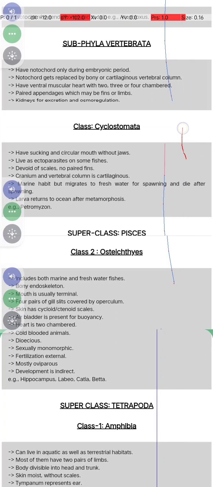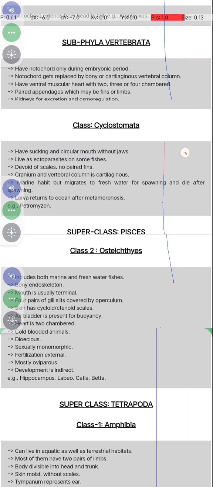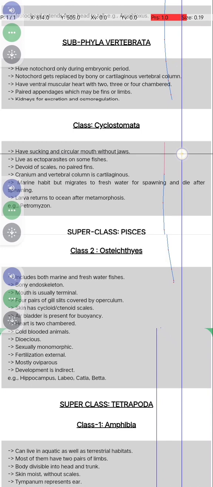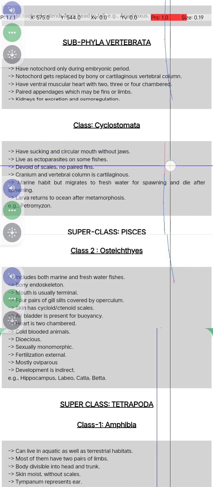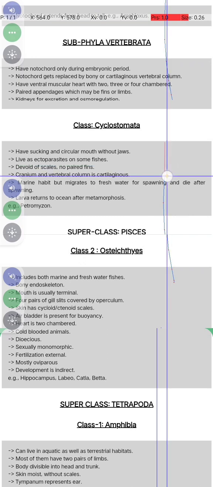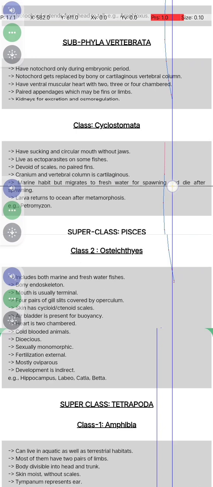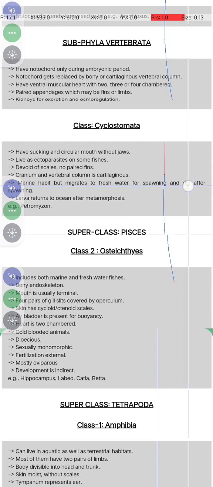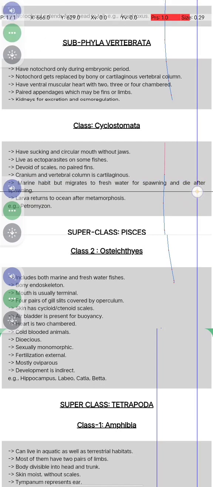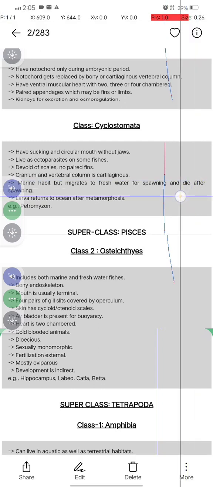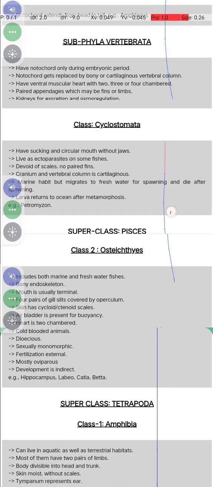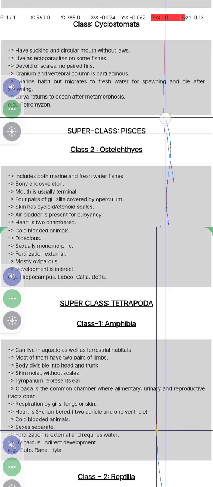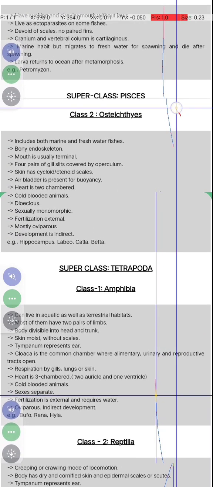Class Cyclostomata: having sucking and circular mouth without jaw and live as ectoparasite on some fishes, devoid of scale and no paired fins, cranium and vertebral column is cartilaginous, marine habit but migrate to fresh water for spawning and die after the spawning, larva returns to the ocean after the metamorphosis. पेट्रोमाइजोन.